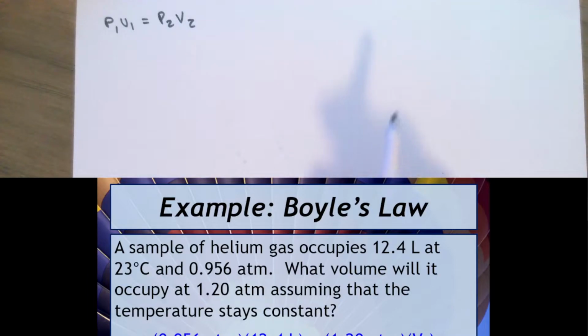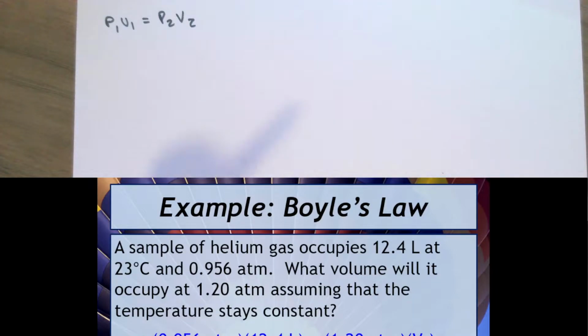So I'm going to look at the problem here. It gives me a lot of information. It says a sample of helium gas, doesn't matter that it's helium, but a sample of gas, occupies 12.4 liters at 23 degrees Celsius and 0.956 ATM. So all of that first sentence there is talking about our P1, our V1, right? It's our initial, before something happens to it.